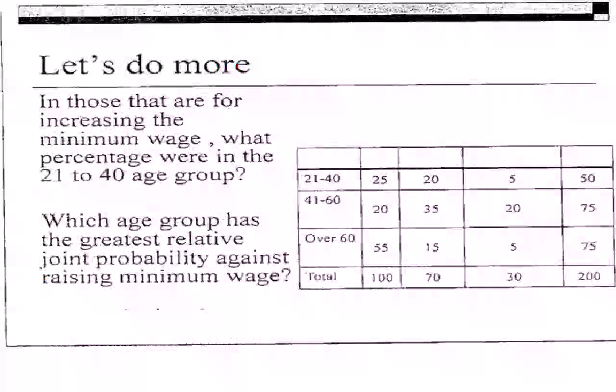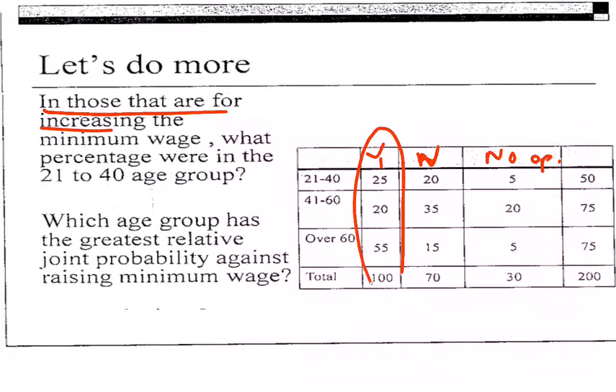So another example, and those that are for increasing minimum wage, what percentage were in the 21 to 40? So in those that are for increasing. So I put my little titles again. Those that are for. So I'm looking in this column. What percentage were in 21 to 40? So that would be 25 out of my total 100. So that would be 25%.